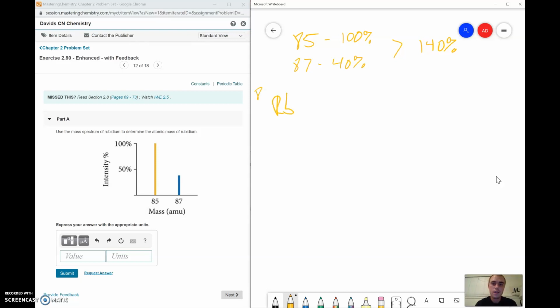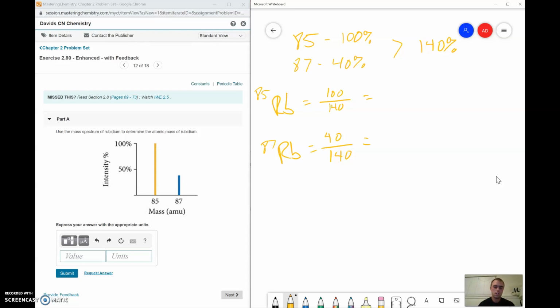85, and it's going to be 100% over 140%, and that's going to give us our abundance of rubidium 85, and we're going to do the same for rubidium 87, except it's going to be 40 over 140.